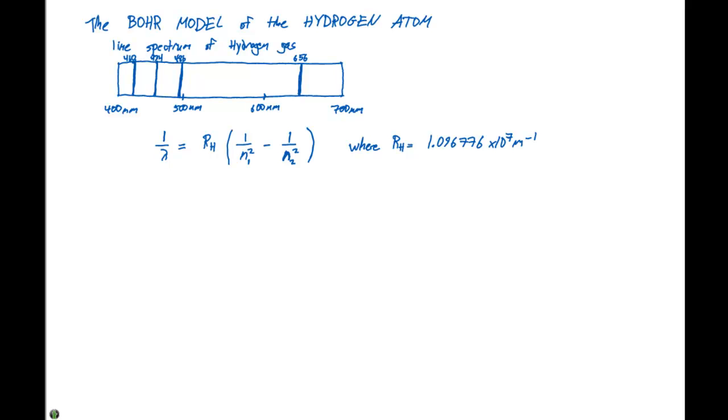So we had this relationship, and we were able to fit this mathematically to this spectrum, but no one really understood what on earth this information was telling us. So this led to the work of someone by the name of Niels Bohr.